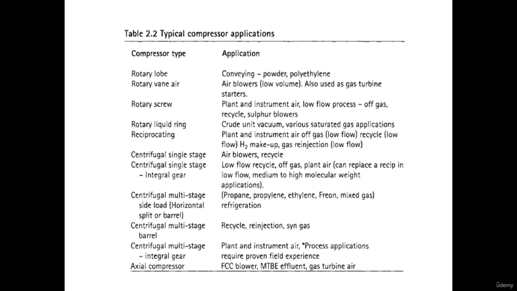Maybe recycle, like hydrogen makeup compressor or gas reinjection. Also in DHT and KHT units, you have hydrogen makeup and hydrogen recycle compressors. Usually in hydrogen service, due to low molecular weight, the polytropic head is very high, so you have to use reciprocating instead of centrifugal, because you would have to install many centrifugal stages, and a centrifugal compressor is expensive. So the next one is centrifugal single stage air blowers for recycle application.